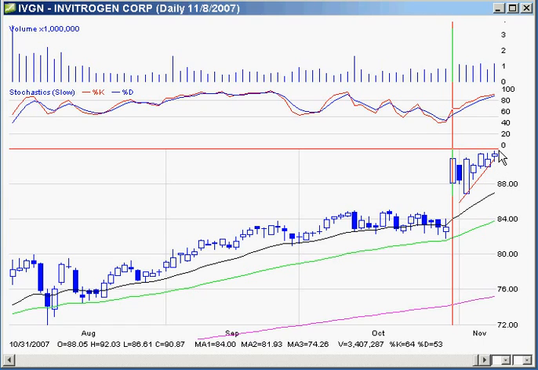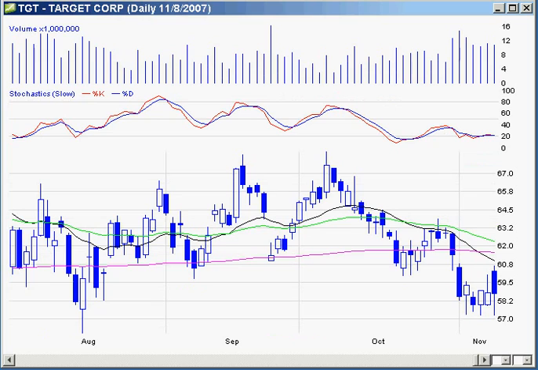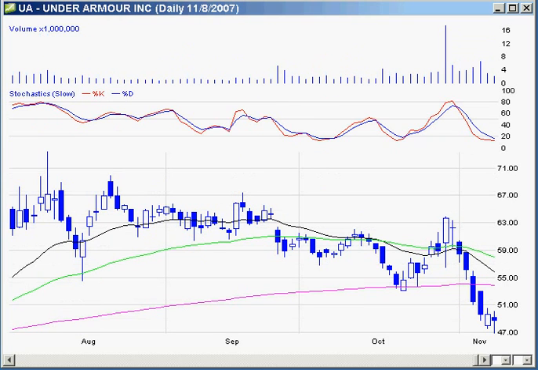Target going into Christmas season. I like it here. I mean, under $57, I do like it. Statistics are oversold. I like it. Let me continue on because YouTube doesn't give me enough time. Under Armour, again, coming into the Christmas season. I do believe this one's oversold. Put it on your watch list. I'll be talking about this one more in the incoming days.